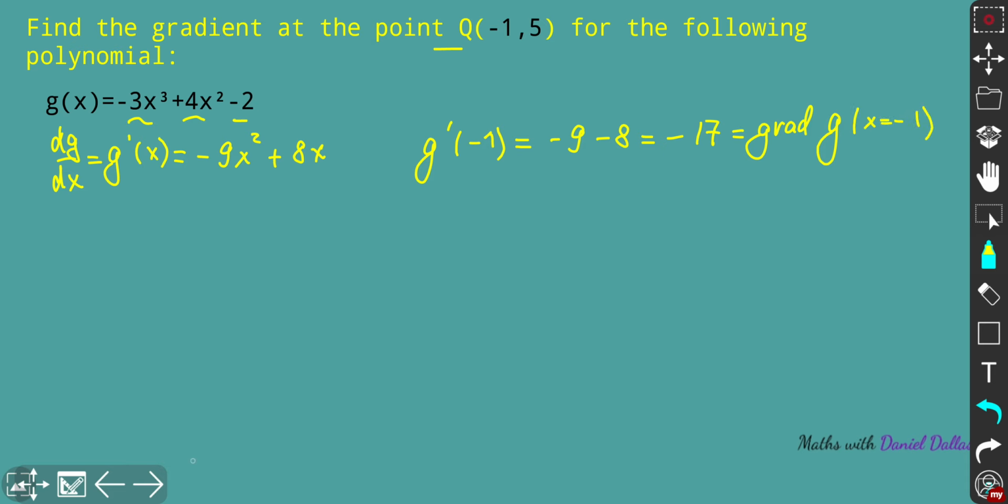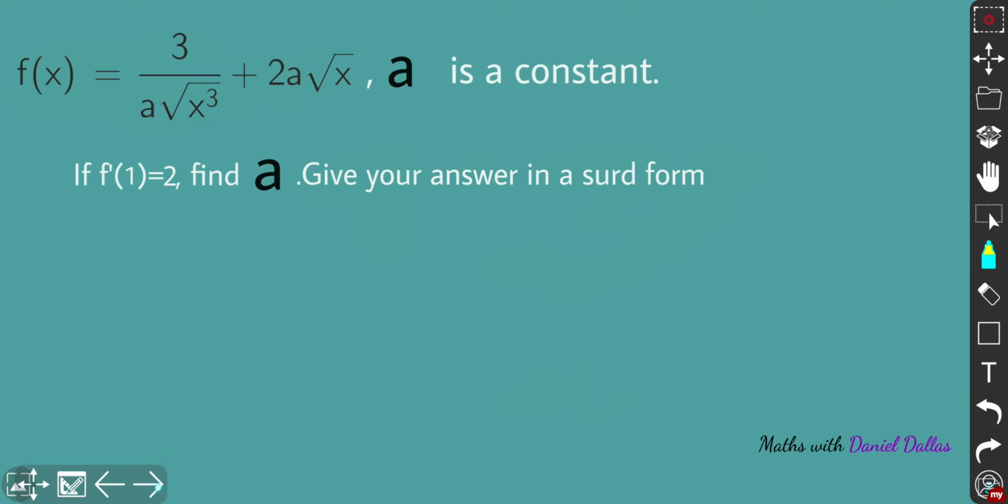All right, so let's go next. Here is a bit more challenging problem. Pause the video, try to do it on your own. So you're given a function in the third form actually, where a, what you can see here and here, a is the constant. So if f prime, so this is df/dx, at 1 is equal to 2, you need to find a and give your answer in the third form. All right, so let's try to do that.